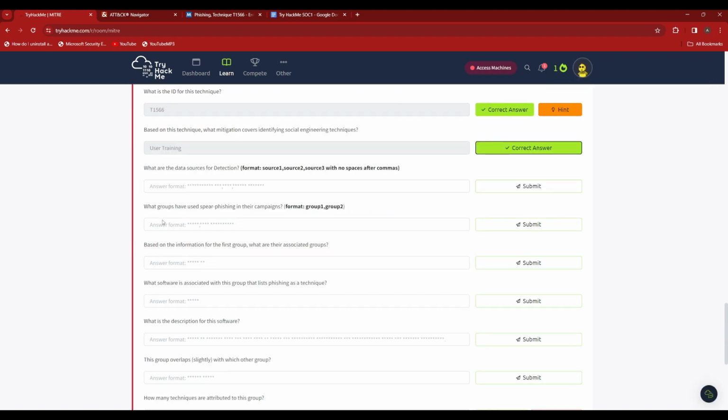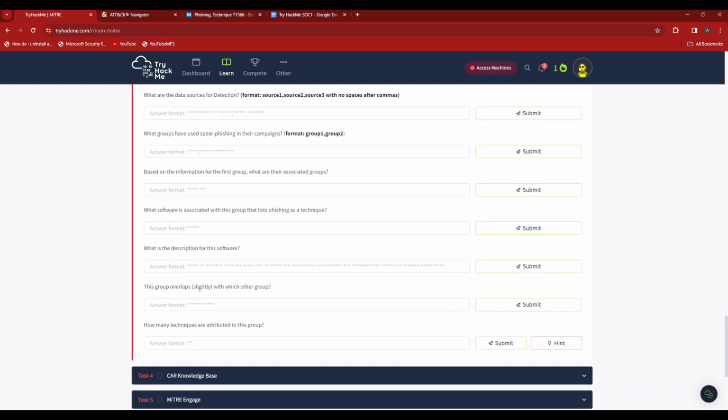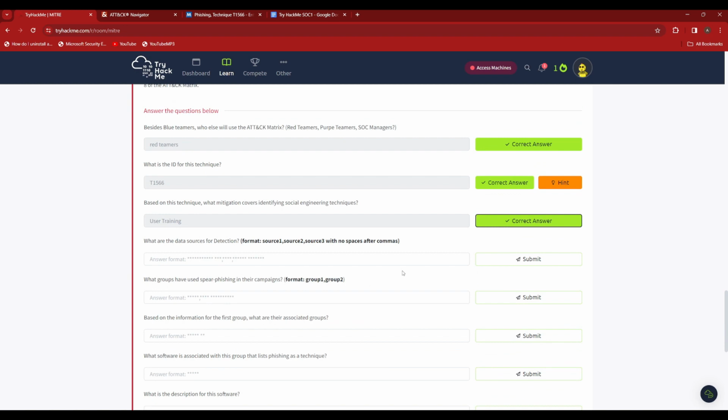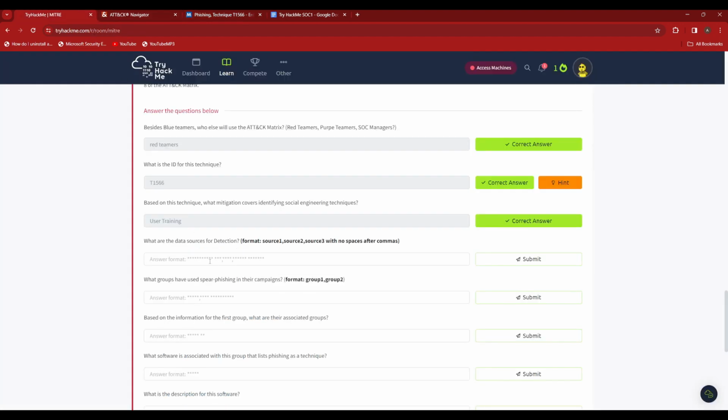So I believe this is also a question for phishing. I'm not sure if it will let me know when I should switch over to the other options, but what are the data sources for detection? So if I go back here, I see detection and I'll look at data sources, this column right here. It's like application log, file, and network traffic, and it wants all three with no spaces after the commas.